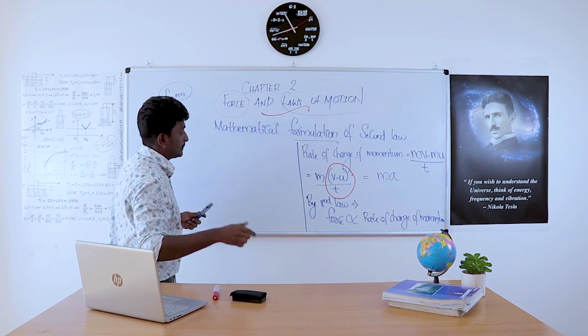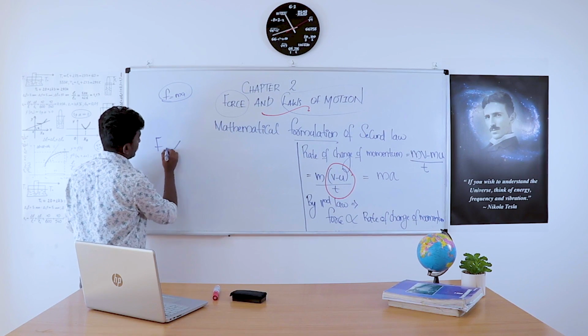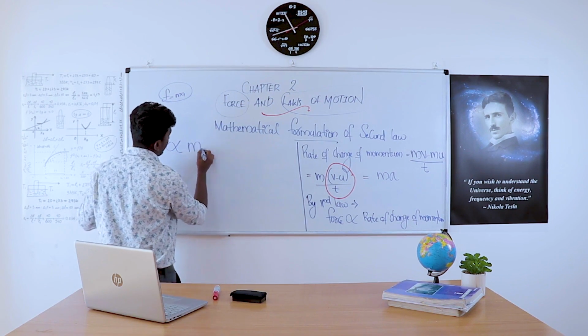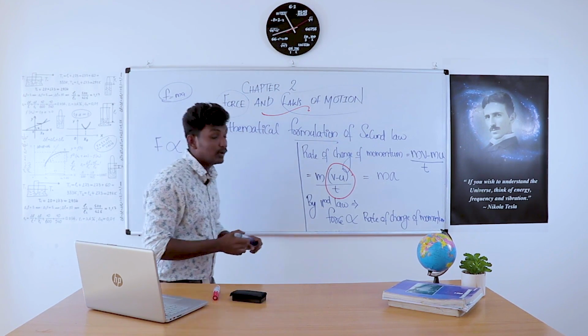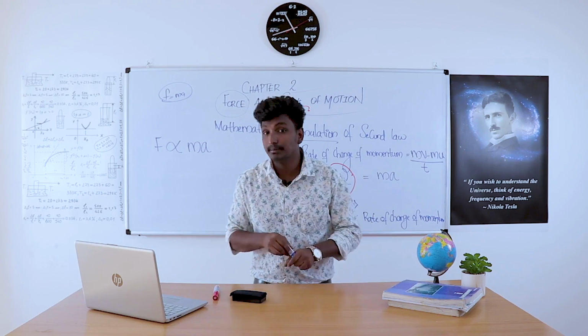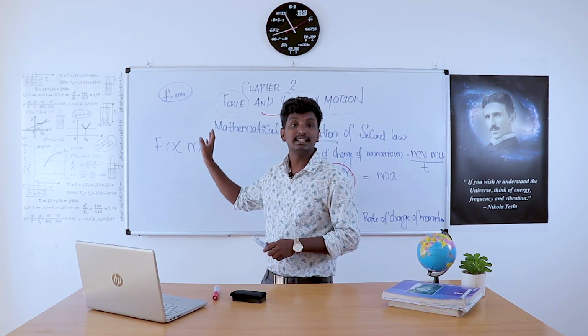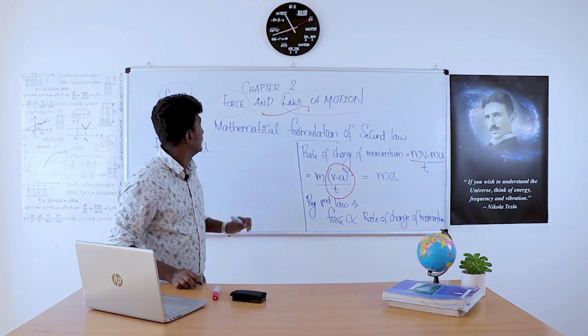Force is directly proportional to rate of change of momentum. Force is represented as F and is proportional to the rate of change of momentum, which is ma. That way we get an expression. It cannot be called an equation because there is no equal sign between LHS and RHS. LHS means left hand side and RHS means right hand side.